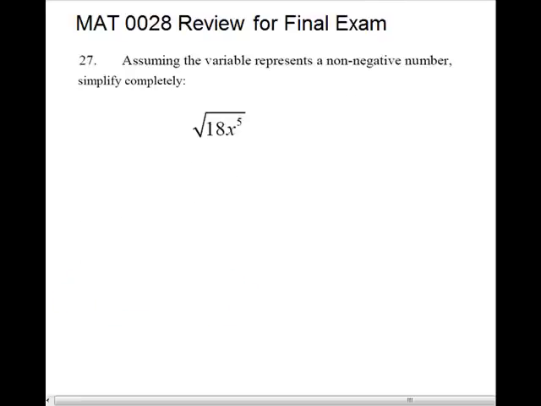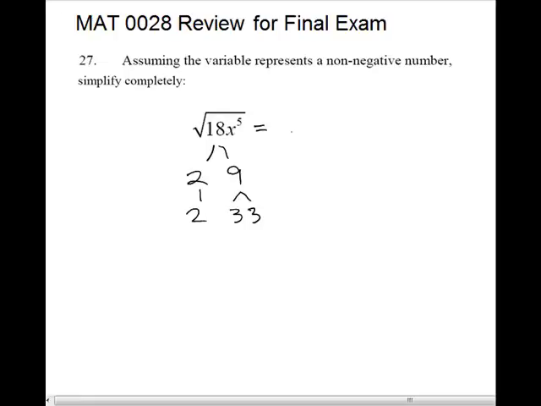Next, we're going to simplify a radical. It says, assuming the variable represents a non-negative number, simplify completely. So we're going to break this down. I'm going to do it with the prime method. So we'll break 18 into primes. So we have 2 times 9, and 9 will break down to 3 times 3.